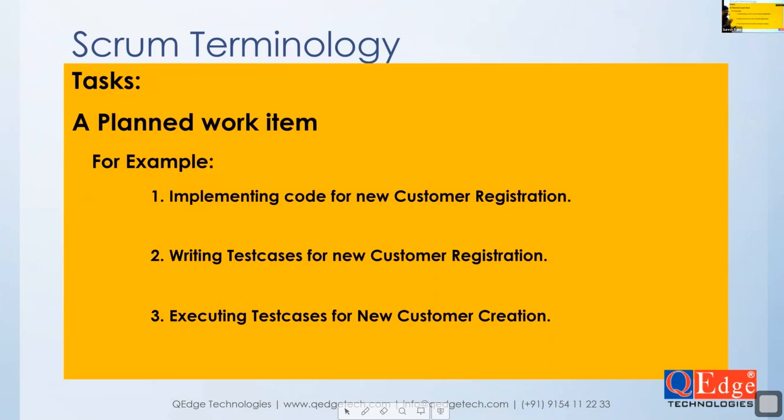Task. I said Scrum Master will assign the job to the team members. You do this, you do this, you do this. Task meaning we know. A planned work item is nothing but a task. Development related work, QA related work. Take it? Task: a planned work item is called a task.